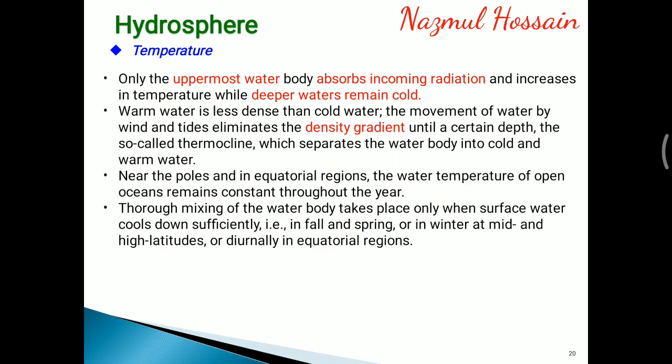Near the poles and in equatorial regions, the water temperature of open oceans remains constant throughout the year. Mixing of the water body takes place only when surface water cools down sufficiently, such as in fall and spring or in winter at mid and high latitudes, or diurnally in equatorial regions. Only the uppermost water body absorbs the incoming radiation.